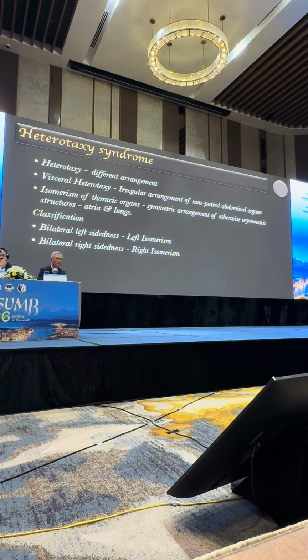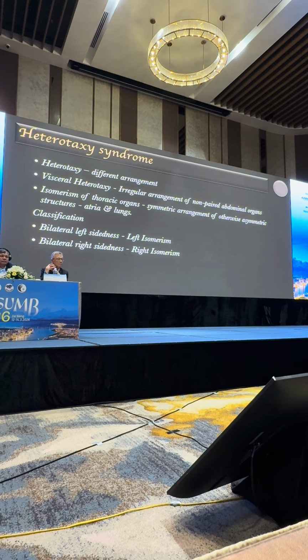Heterotaxy is nothing but different arrangement. In visceral heterotaxy, the abdominal organs which are non-paired become irregularly arranged. Whereas in isomerism, the thoracic organs, which are otherwise asymmetrically arranged, become symmetrically arranged. So whenever we have paired organs arranged in an asymmetric fashion, or an irregular arrangement of non-paired organs, that is when you start suspecting the possibility of heterotaxy.